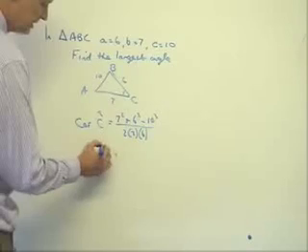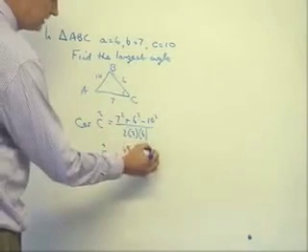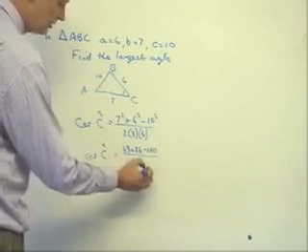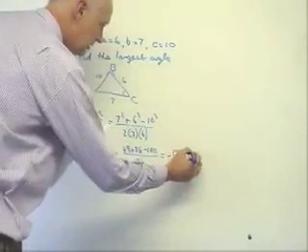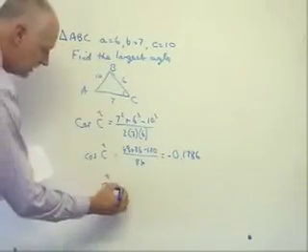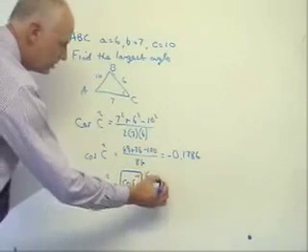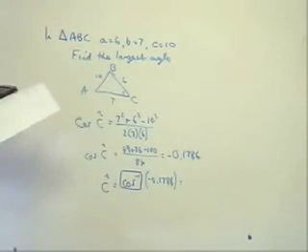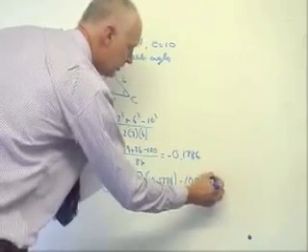So cos C equals 49 plus 36 minus 100 all over 2 times 7 times 6, which is 84. So cos C is negative 0.1786. And then angle C will be the cos -1 button of negative 0.1786, which is 100.29 degrees.